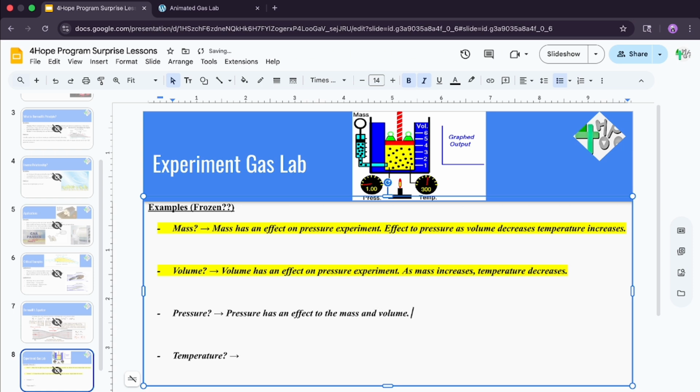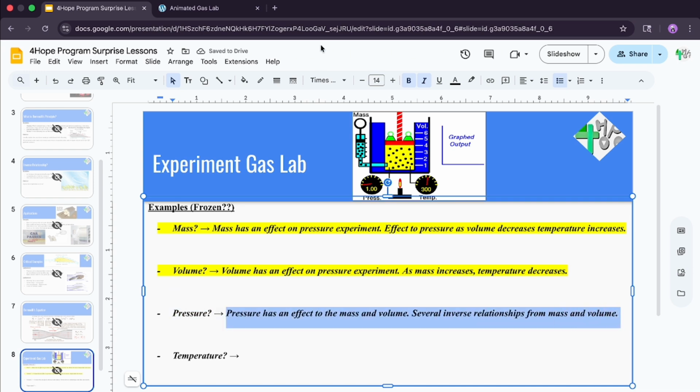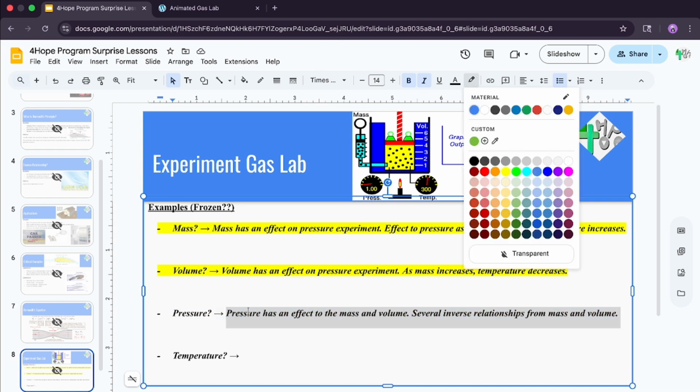There are several inverse relationships that you can see from mass and volume. So you guys should take a look at that. That's a definite critical one, especially if they're frozen. You can see that kind of thing being played out here.